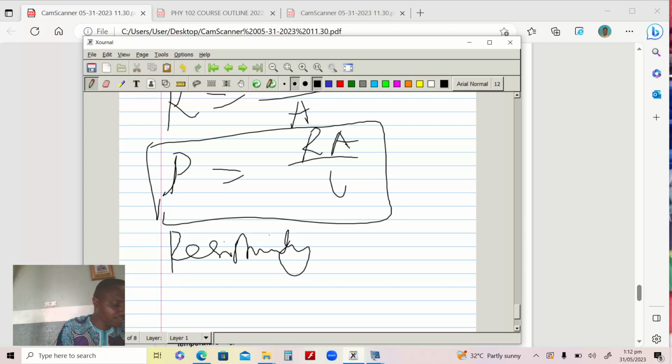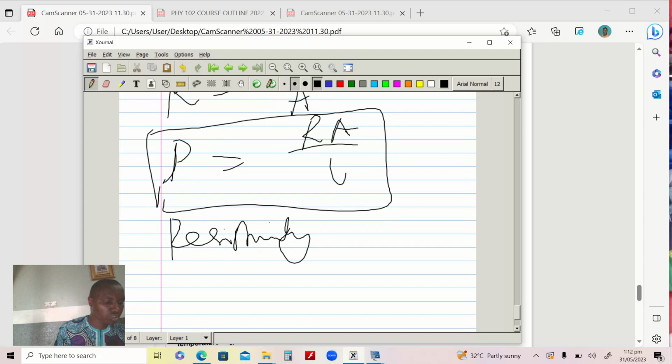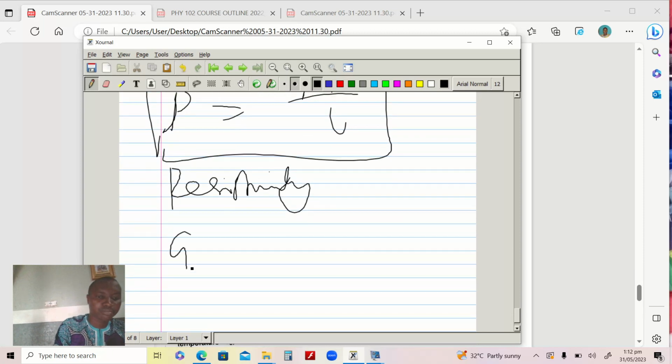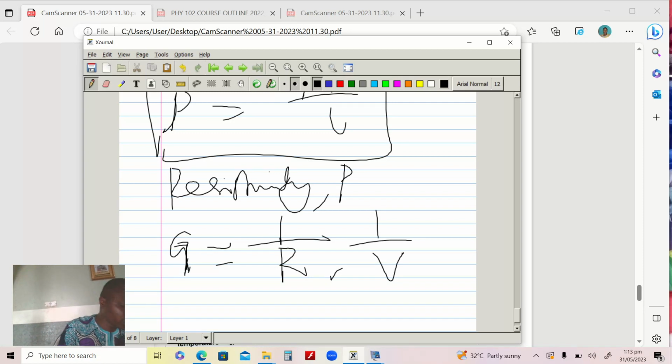We also have some other parameters like conductance. What is conductance? Conductance is denoted by G. Resistivity is rho. Now G is equal to 1 over resistance. So it is the inverse of our resistance, that's our conductance. So those are little things I believe we need to know from those ends.